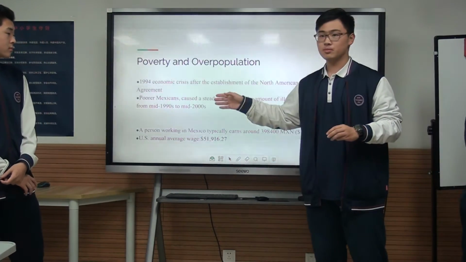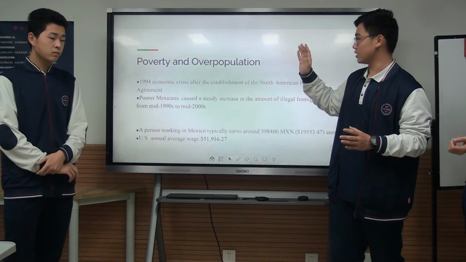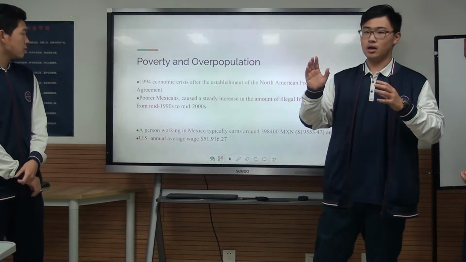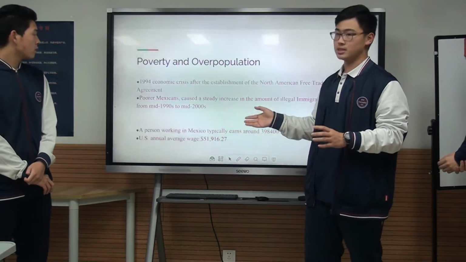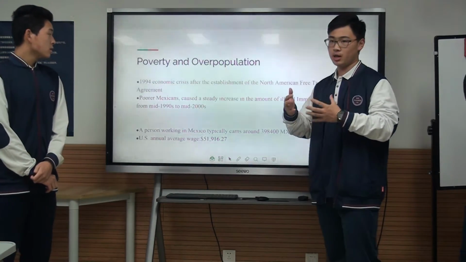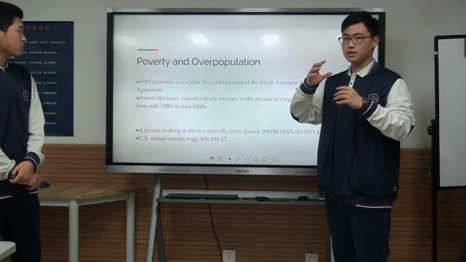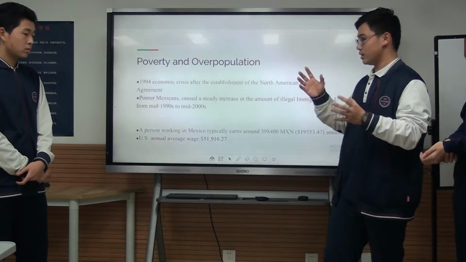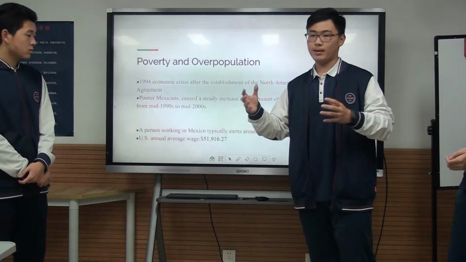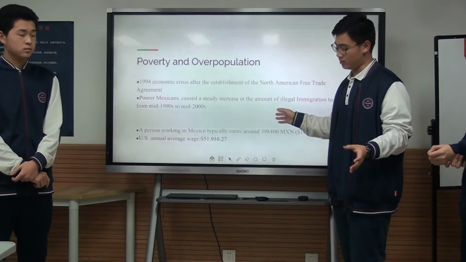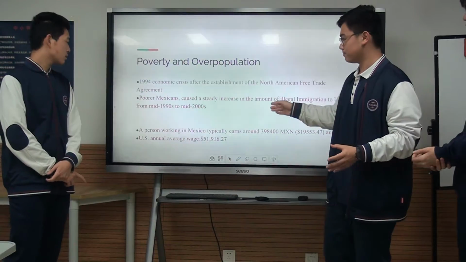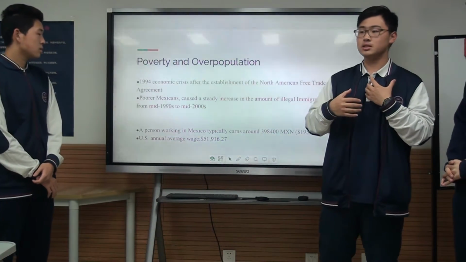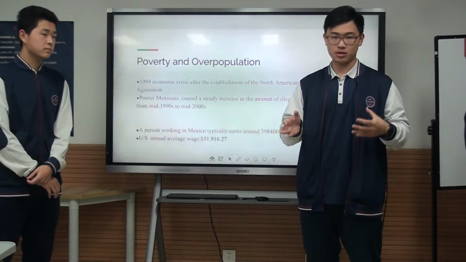Take a look at this example, which is about the 1994 economic crisis. The establishment of NAFTA caused Mexico to experience an economic crisis, and the people in Mexico became poor. During that crisis, from the mid-90s to the mid-2000s, the number of illegal immigrants in the U.S. increased, and most of the illegal immigrants in the U.S. were Mexicans. The reason the Mexicans went to the U.S. is that they were trying to earn more money to raise their family or just themselves.